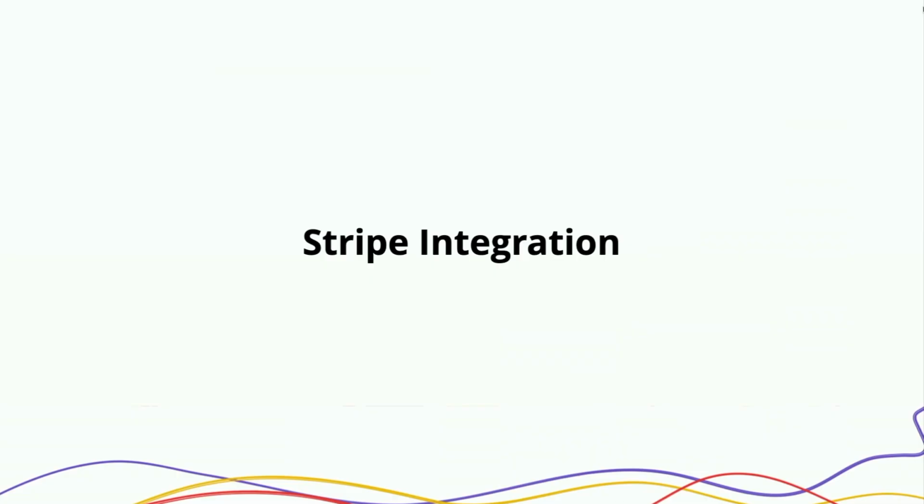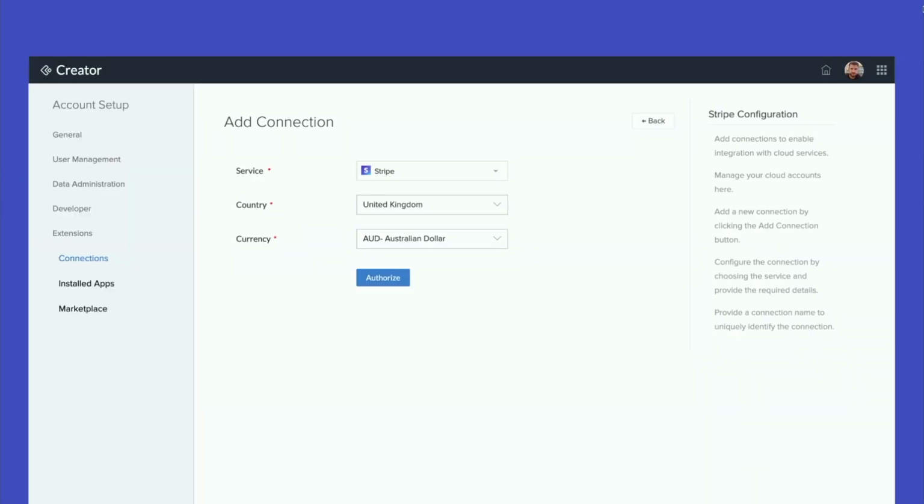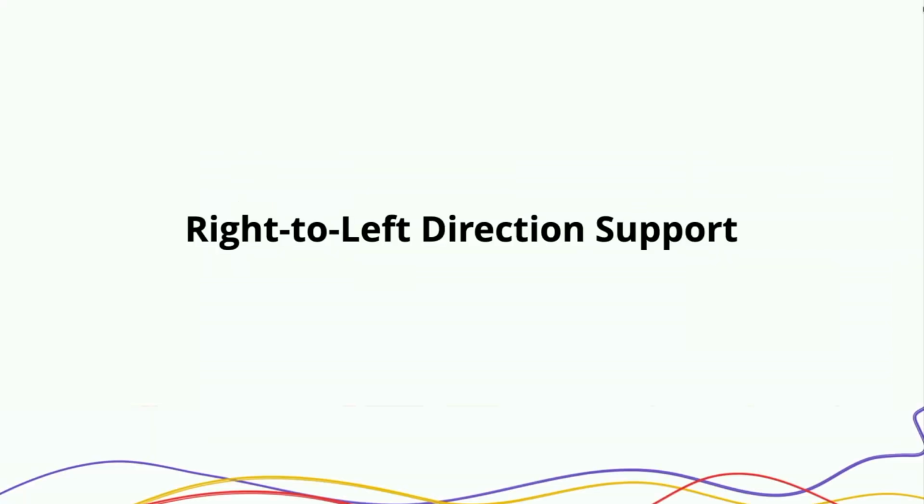Stripe integration, this is a huge one. People have been waiting for Stripe integration because what we supported was only PayPal. When you want to have payment gateway integration in your application, now Zoho Creator supports Stripe. So this is how you configure Stripe. You go to settings, account setup, then you have the add connection, and you set up your Stripe connection, and that's it. You can put that Stripe connection into your application to get payments from Stripe.